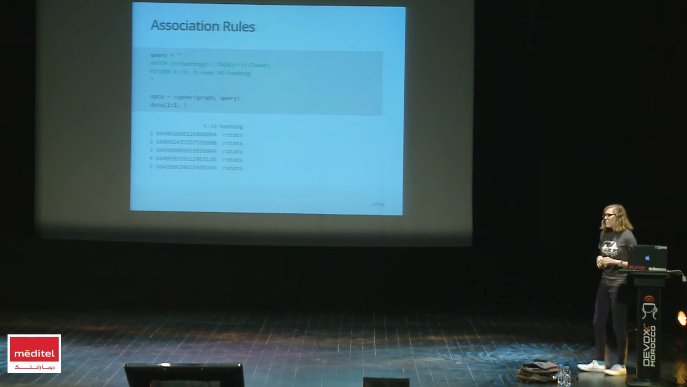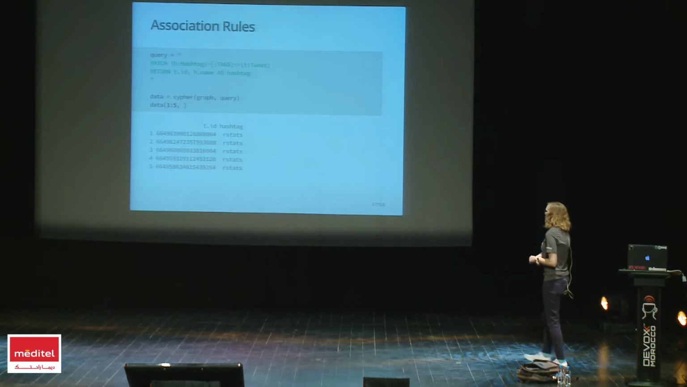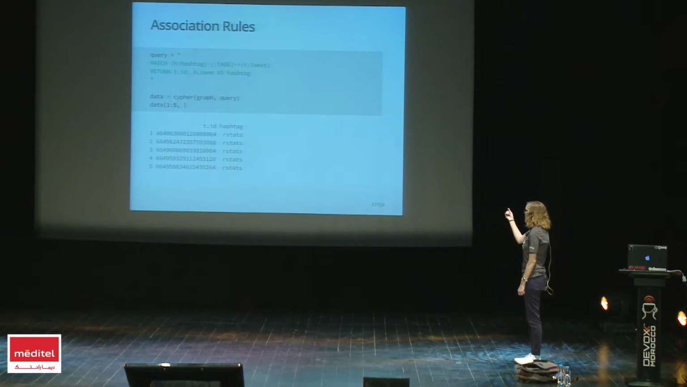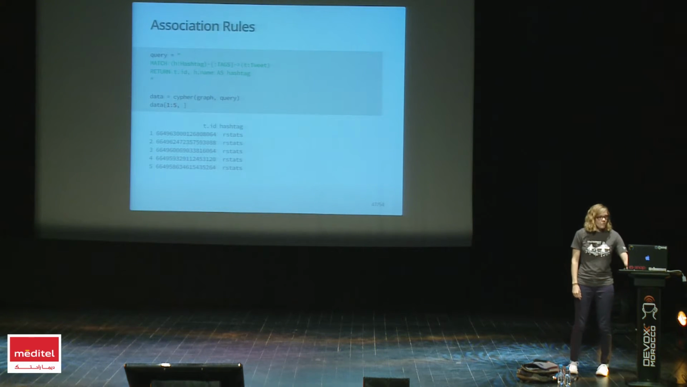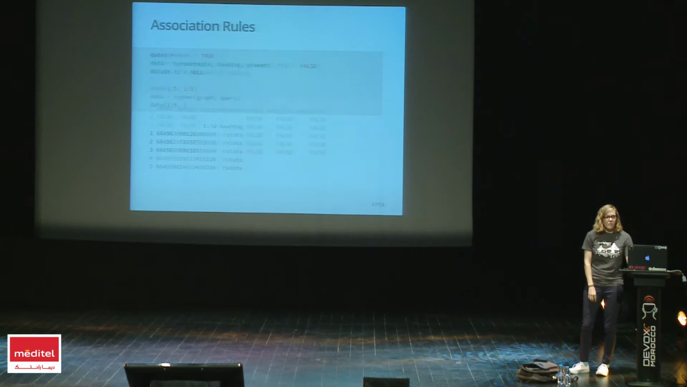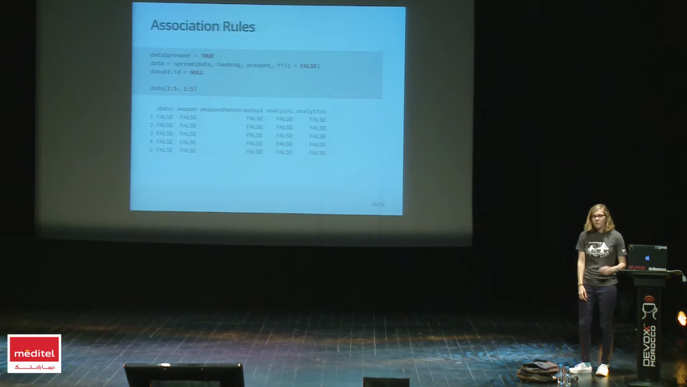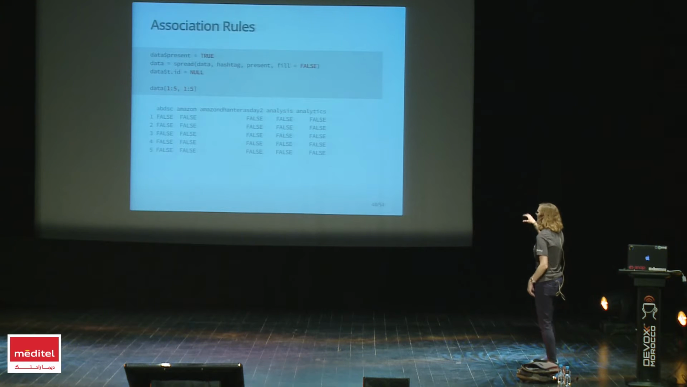But what we can do is grab all of the hashtag-tagging-tweets data out of our data set. So a pretty simple query here to get the hashtags and the tweets, and we're returning the ID of the tweet and the name of the hashtag. Again, just using that Cypher function. And so now our data is in long format at that point. And then we can pretty easily convert it into wide format.